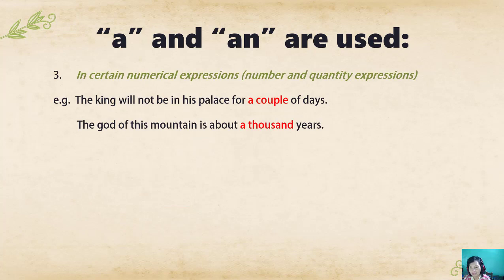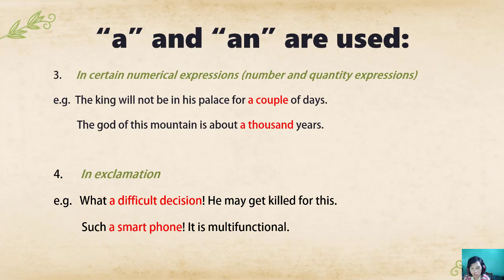In certain numerical expressions, number and quantity expressions: the king will not be in his palace for a couple of days. The age of this mountain is about 1,000 years. A couple of thousands, I still have a few, a quarter, a number. These are quantity expressions.